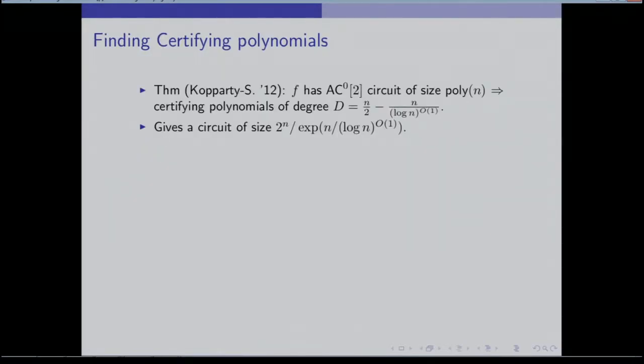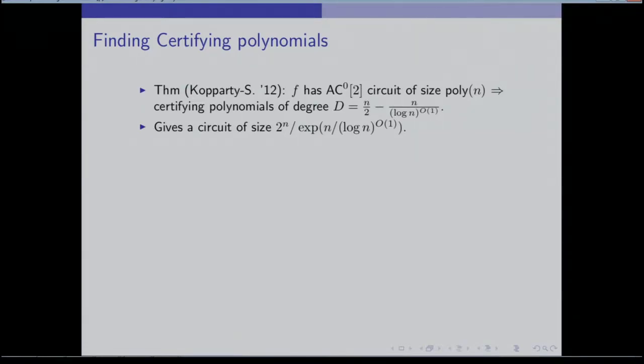All right. So as I said, if f has an AC0 mod 2 circuit of polynomial size, then you have a non-trivially large and non-trivially small certifying polynomial. And the difference between this and the epsilon approximations that we talked about some time ago is that you can actually find these certifying polynomials. So that's the advantage, the kind of computational advantage to using these things.